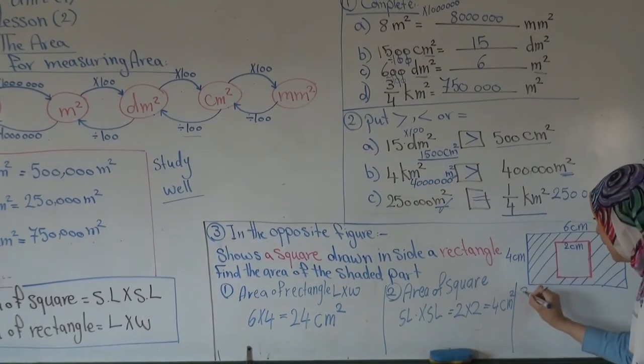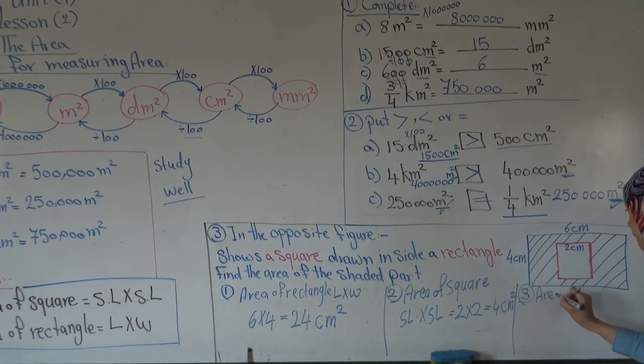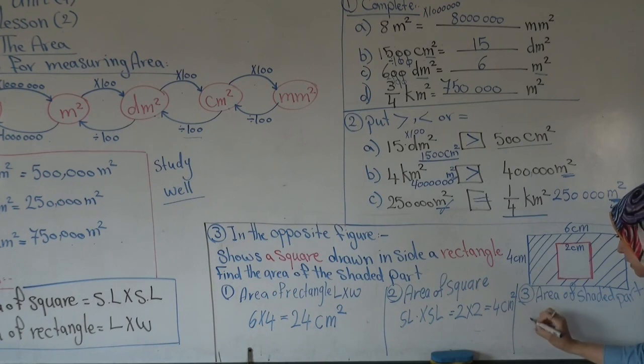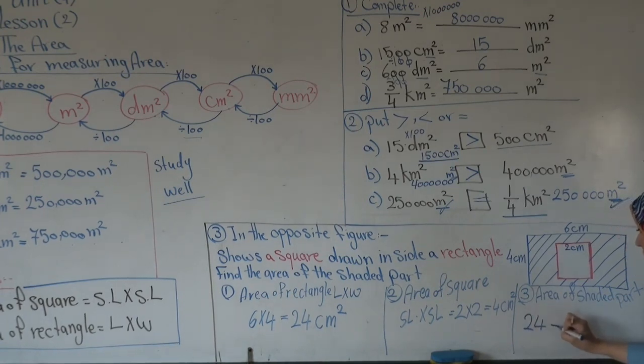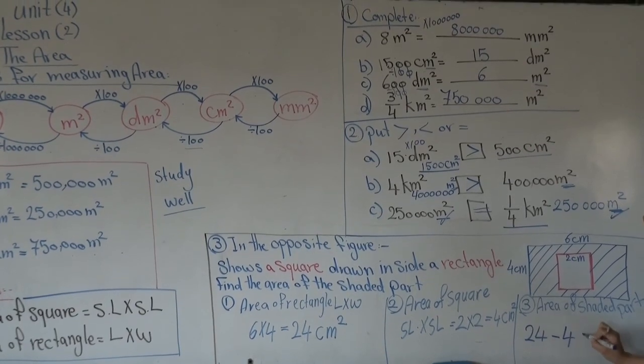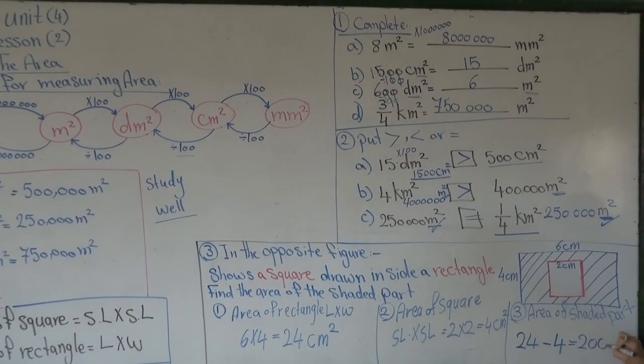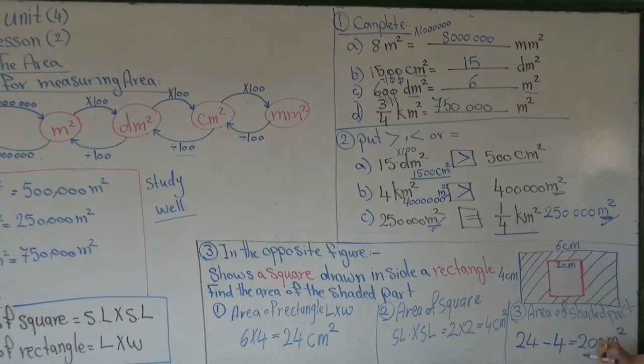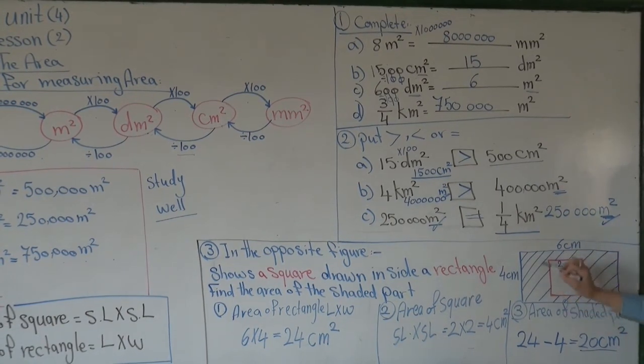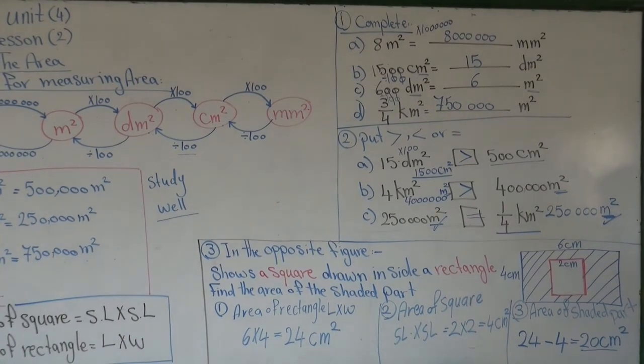Okay, the third step, area of shaded part, make minus. Also, the biggest minus the smallest. The area of the rectangle, 24, minus the area of the square, 4. It will be 20 centimeter square. 20 centimeter square is the area of the shaded part, or the rest outside the square. Okay, thank you for listening. I hope you understood.